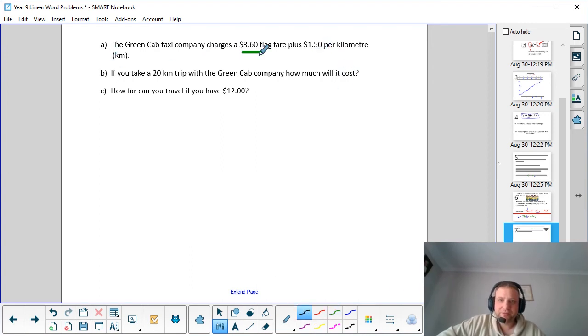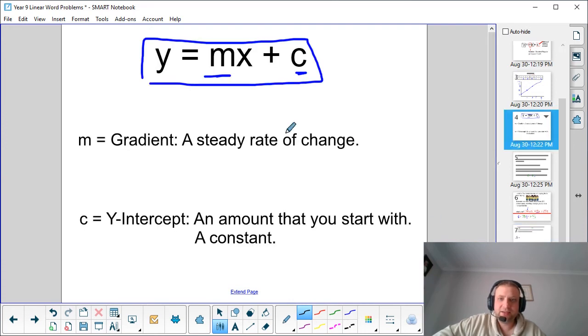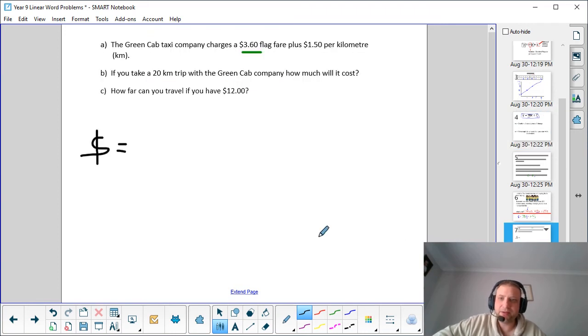All you have to do for part A is, it doesn't say it on the question, but you've got to make the equation out of it, right? So the equation is here to solve how many dollars your taxi ride costs, all right? And then the next thing is our steady rate of change, right? We have to put the number there that keeps going up and up and up and up.